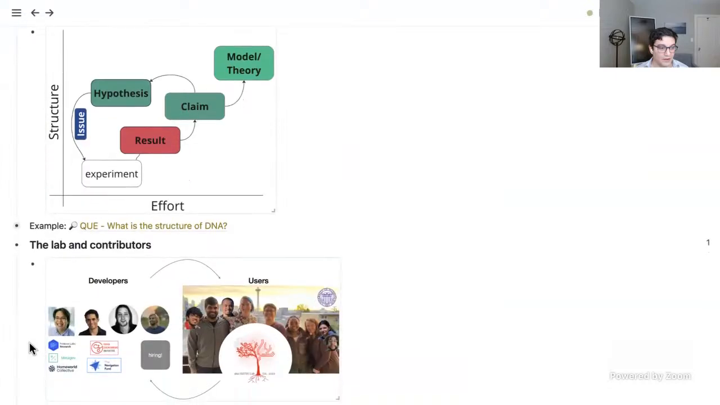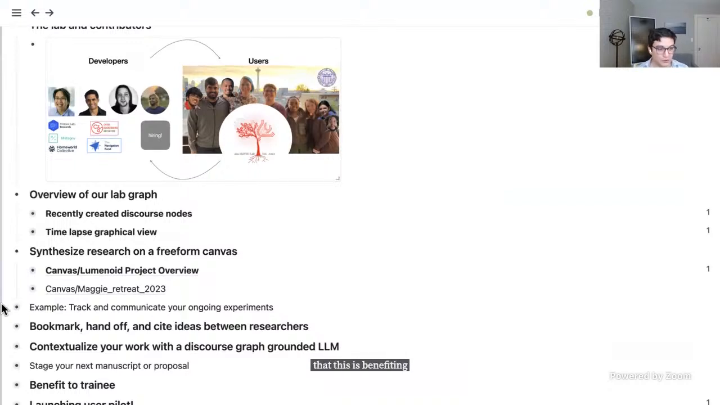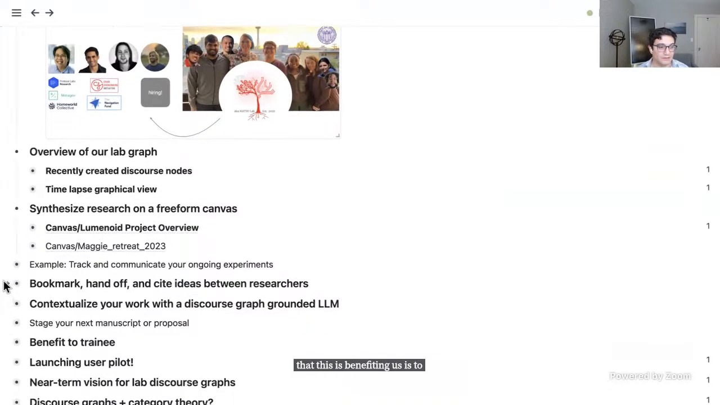So another way that this is benefiting us is to crowdsource the research process by handing off individual elements of a project to another member of the lab in a way that is more self-organized than the traditional top-down approach.